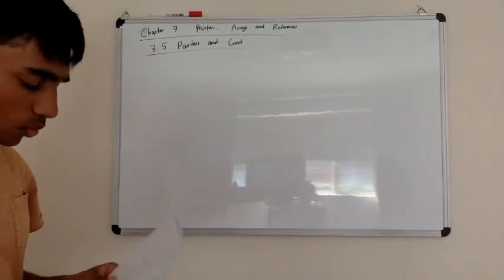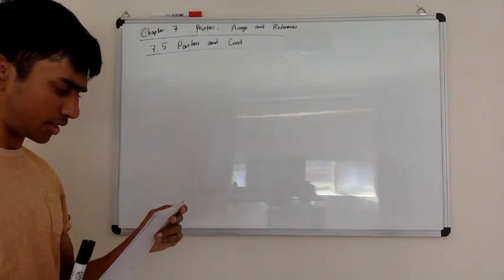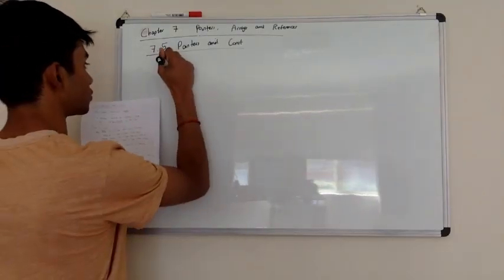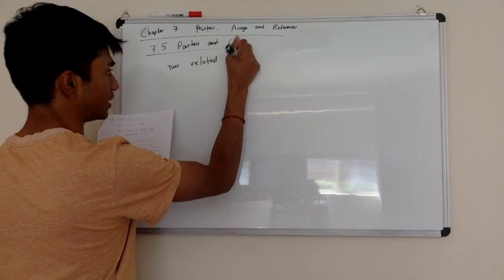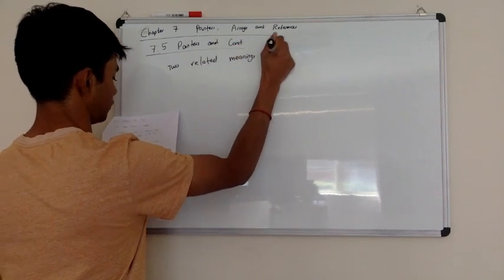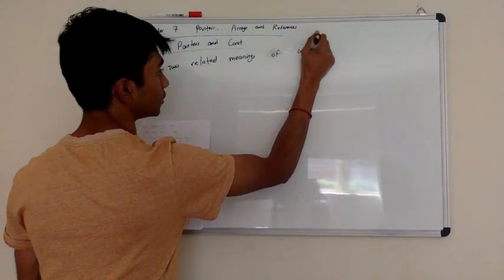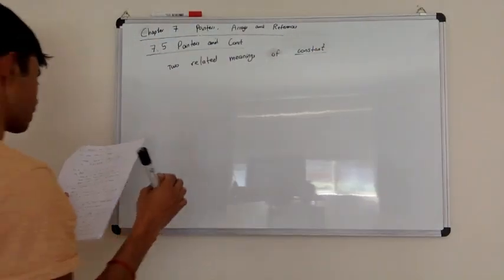pointers. So I think we've talked about const a little bit, but the first thing to talk about is what is the point? What is the purpose of the keyword const? So there's two related meanings of the term constant. We think about constants in programming, we think of two sort of things.